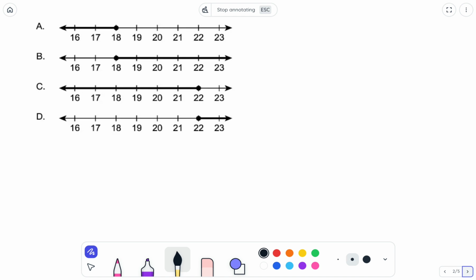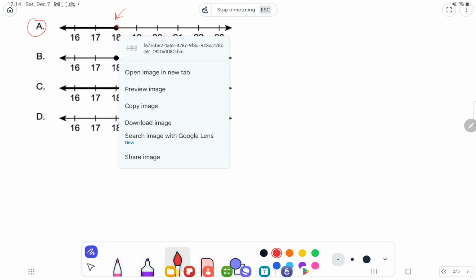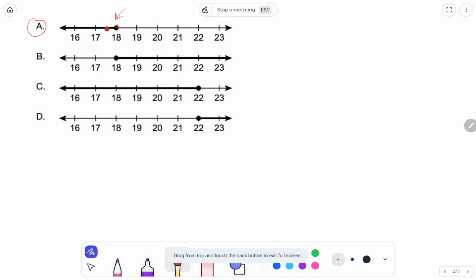So for this first question, we are given 4 different number lines, and I would like for you to write the inequality that matches each number line. So for this first number line, A, there are 2 different features that you want to look at when you're looking at the shading of the number line. So you have your regular number line, and we see that this number line has a closed circle at 18. And then everything to the left of 18 is being shaded.